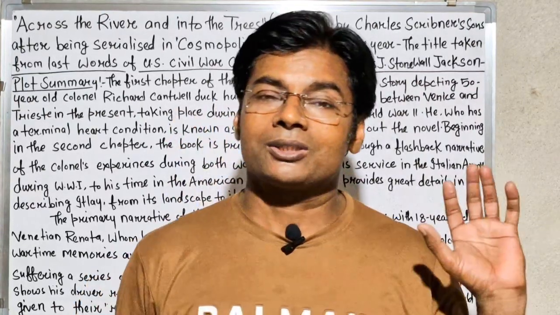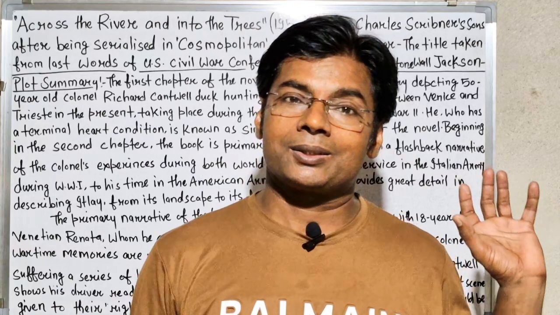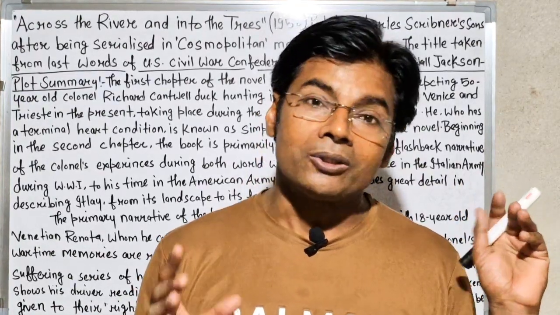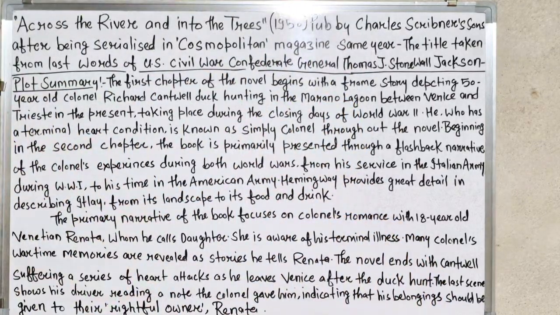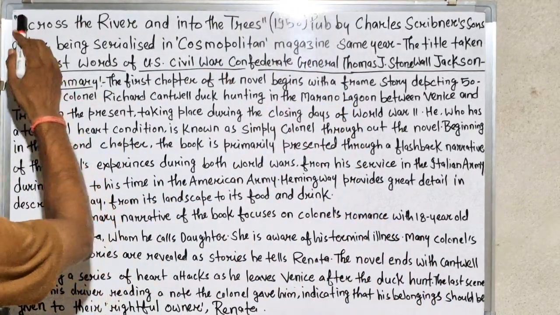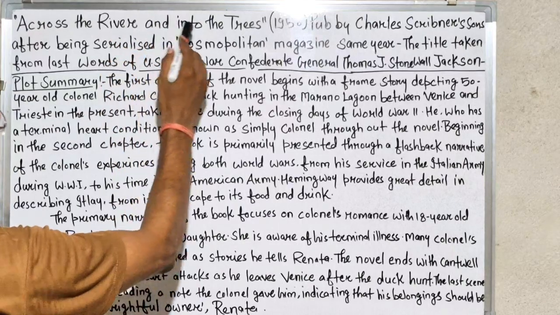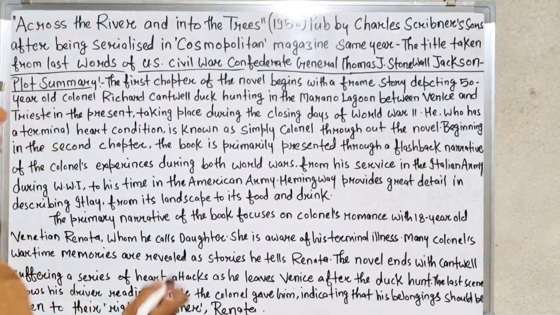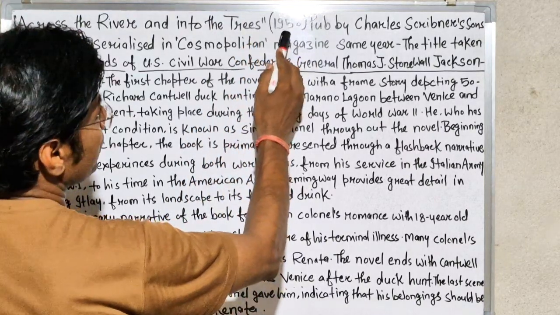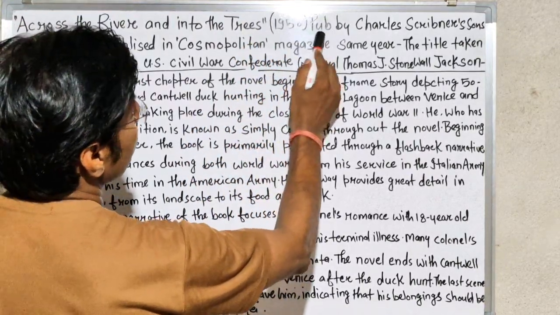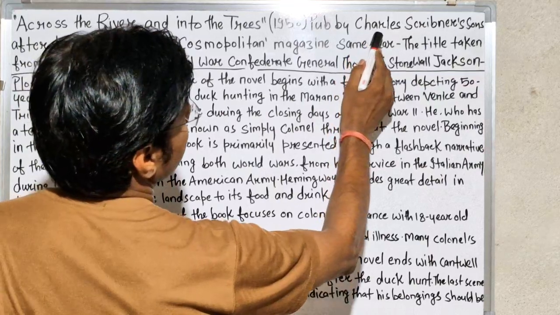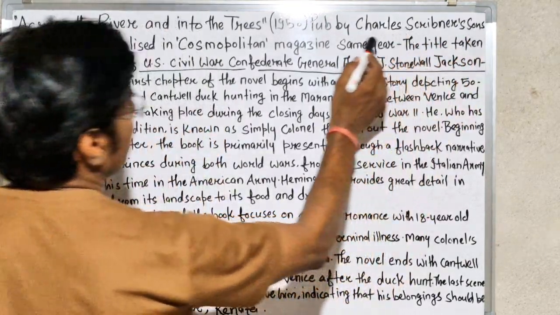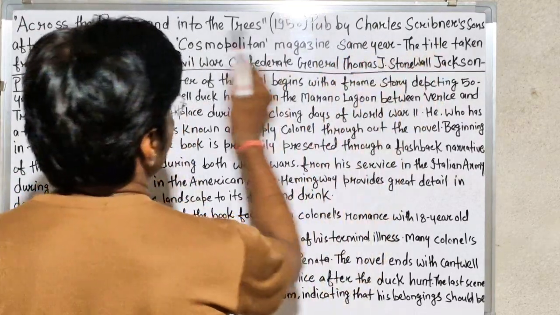So now let's look at this particular novel of this novelist that came in the year 1950, Across the River and Into the Trees. This is the title of this novel, published in 1950. PUB means published by Charles Scribner's Sons. Remember that. He was the publisher of this novel.